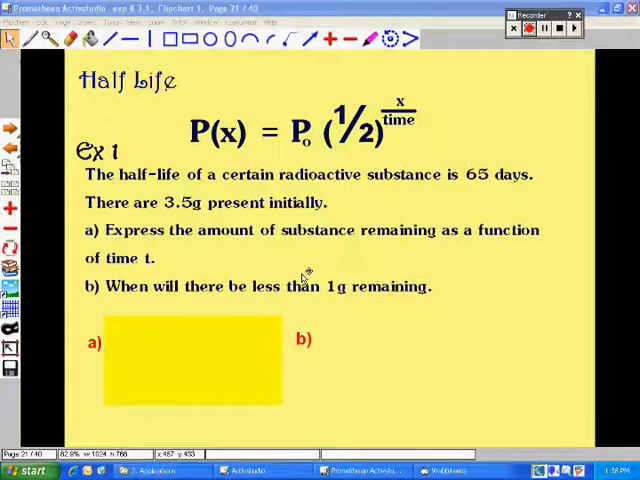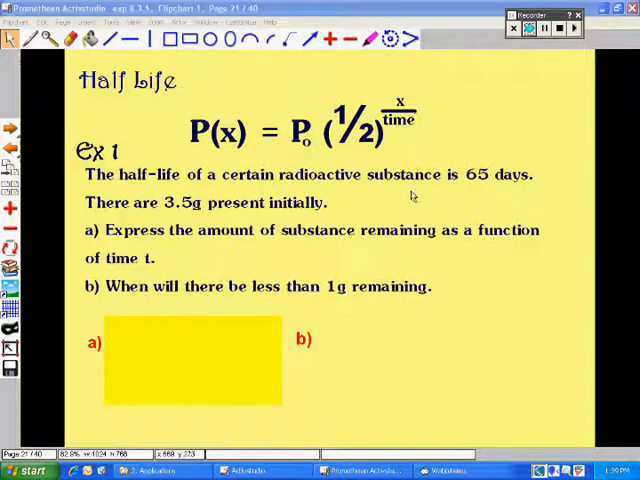Here's the equation for half-life. This is exponential decay because our growth factor is less than 1. P0 represents the initial amount. X represents time. And here we would plug in how long it takes to get half of the substance left. So here I would plug in 65.